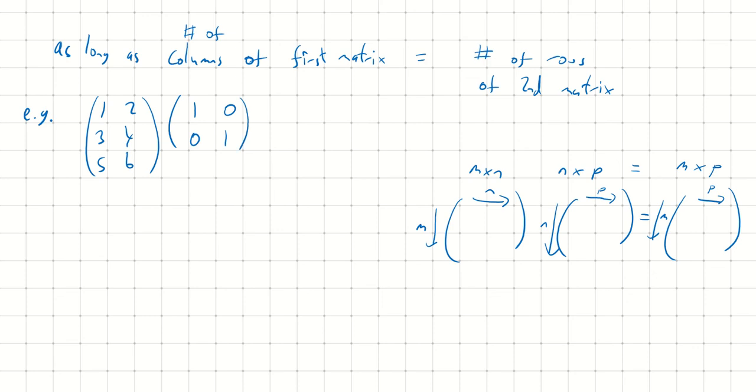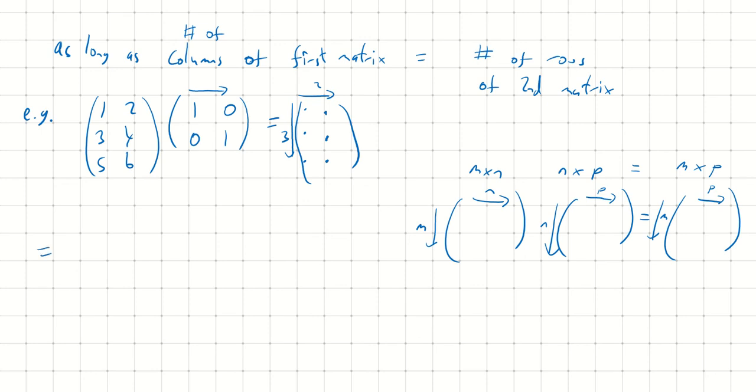Now, remember, our final matrix is going to have the same number of rows as my first matrix. So it's going to have 3 rows, and it's going to have the same number of columns as my second matrix. So it's going to have 2 columns. So I know actually that my answer will take this form with 2 columns and 3 rows. Let's actually work this out.